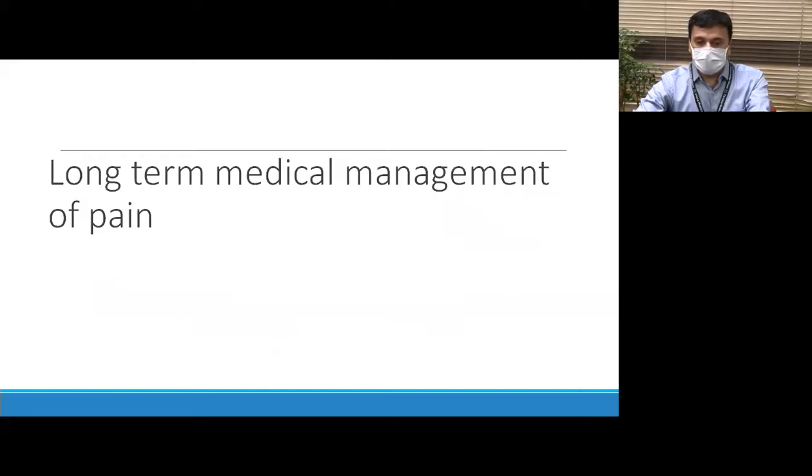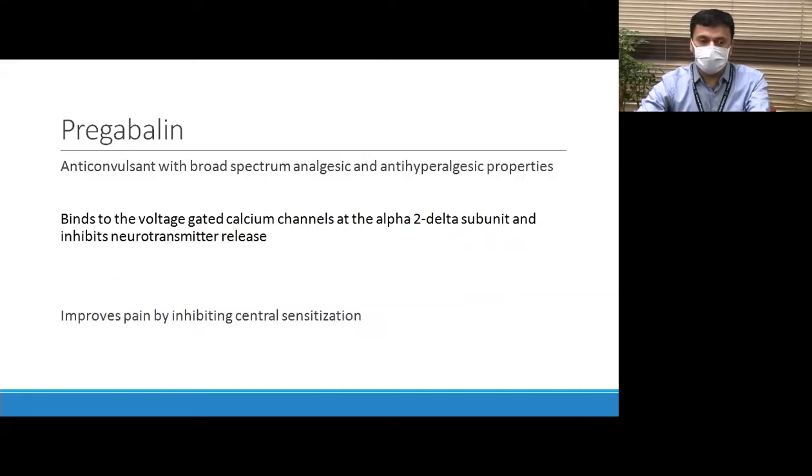So what are the aspects of long-term medical management? One of the drugs that is a neuromodulator that is used is pregabalin, which is an anticonvulsant with broad spectrum analgesic and anti-hyperalgesic properties. This drug binds to the voltage gated calcium channel at the alpha-2-delta subunit and inhibits neurotransmitter release. So this drug improves pain by inhibiting central sensitization. We usually start with a dose of about 75 mg once daily in the night, and subsequently, according to the tolerance of the patient, we increase the dose up to 150 mg in the night.